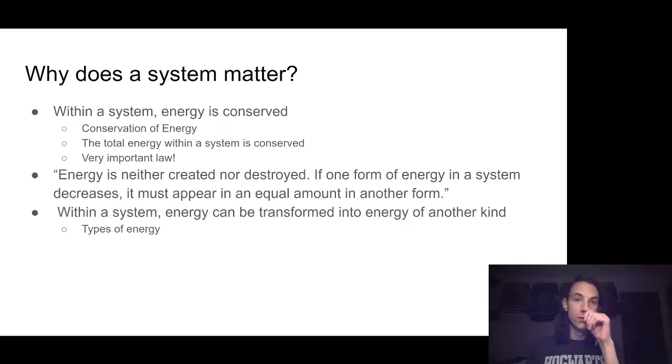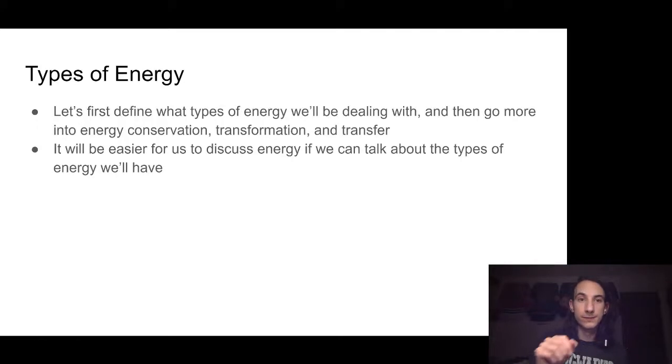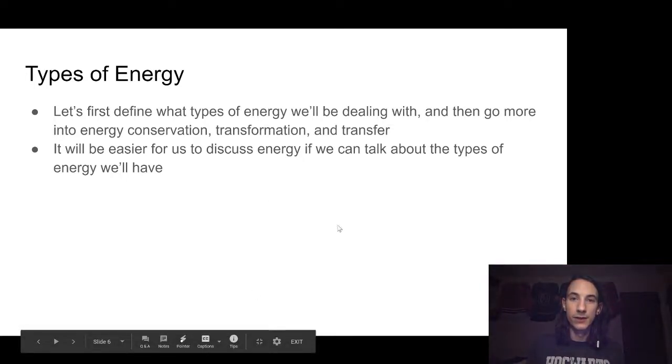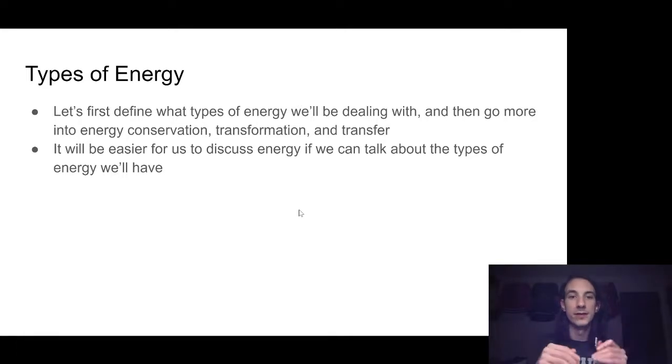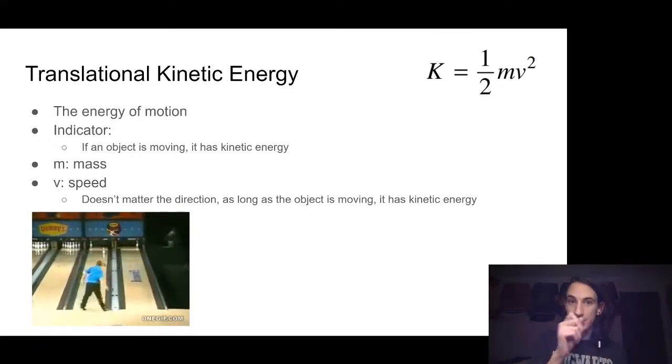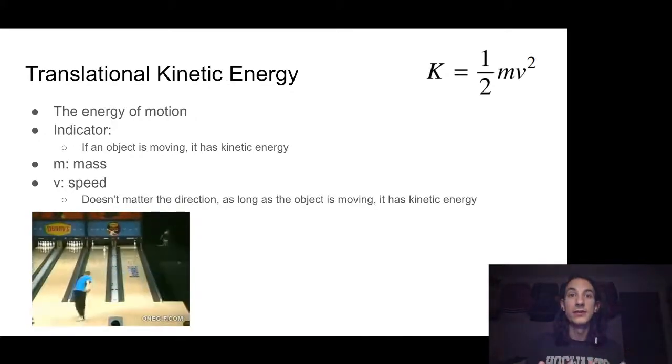So before we get too deep into energy and systems and all that good stuff, I just want to remind us about the types of energy that we may see, just before we get any deeper into energy conservation. We're going to define the types of energy that we're dealing with. It's just going to be easier if we know what types of energy we're talking about before we discuss anything else. So one type of energy is going to be translational kinetic energy.